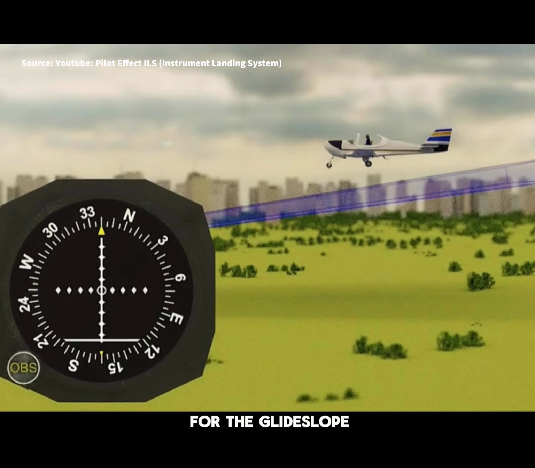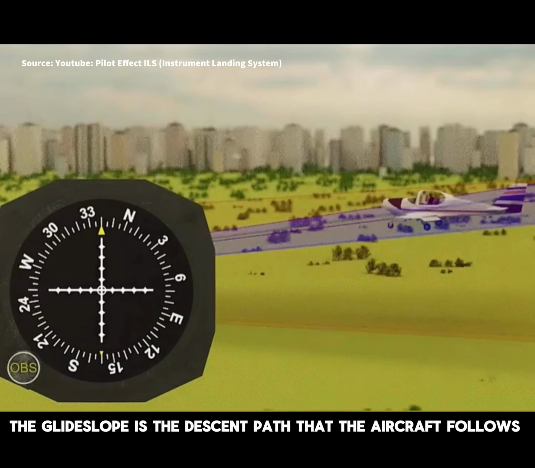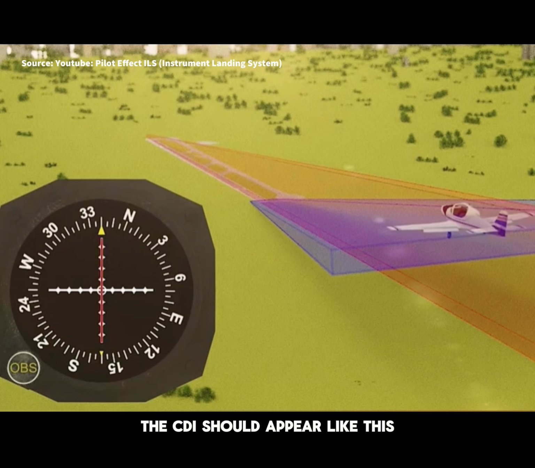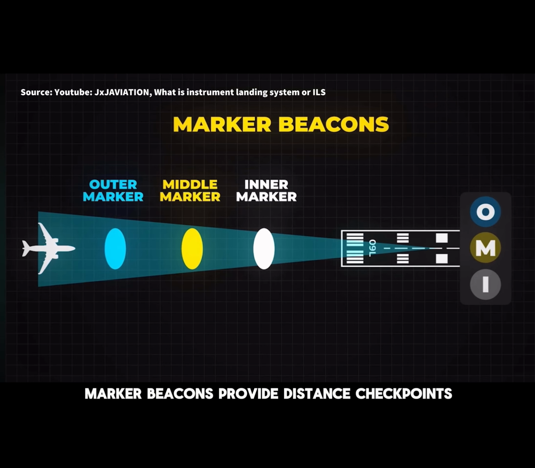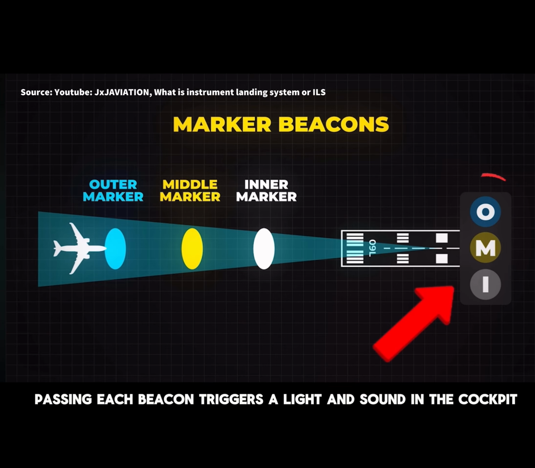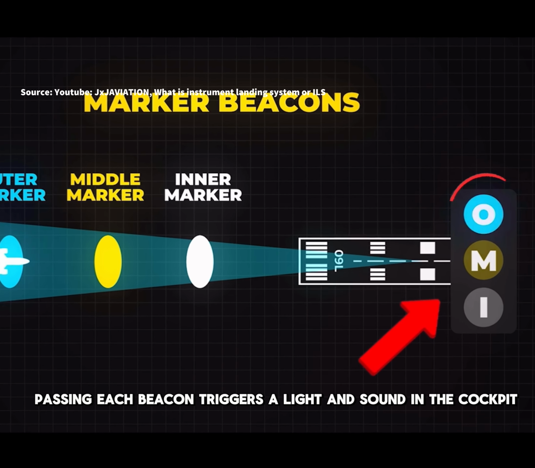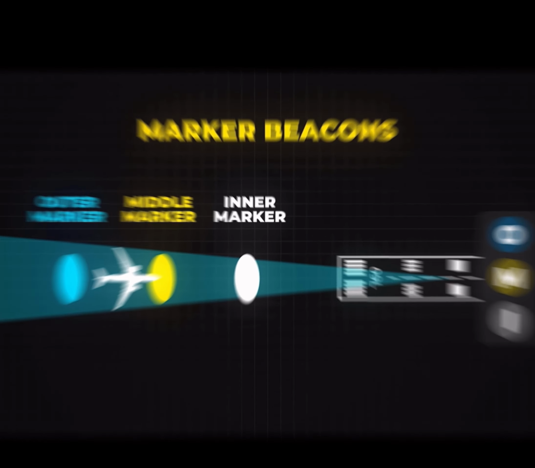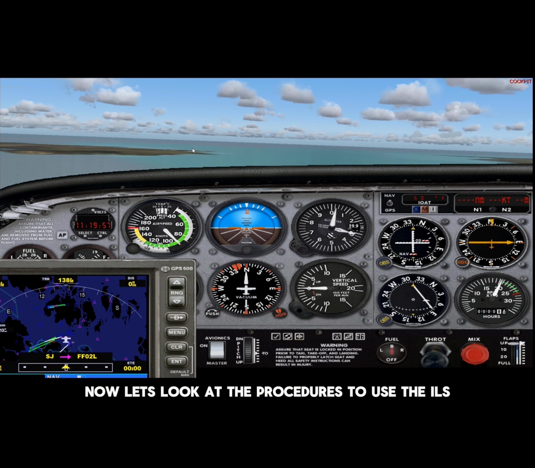For the glide slope, the horizontal needles show whether the aircraft is above or below the glide slope. The glide slope is the descent path that the aircraft follows. When both the vertical and horizontal needles are centered, the CDI should appear like this, indicating that the aircraft is on the correct approach. As the aircraft continues on the ILS approach, marker beacons provide distance checkpoints along the runway centerline. Passing each beacon triggers a light and sound in the cockpit, telling the pilot roughly how far they are from the runway. Now let's look at the procedures to use the ILS.